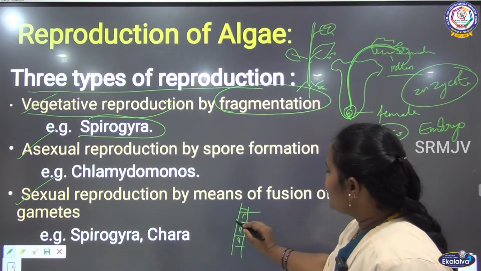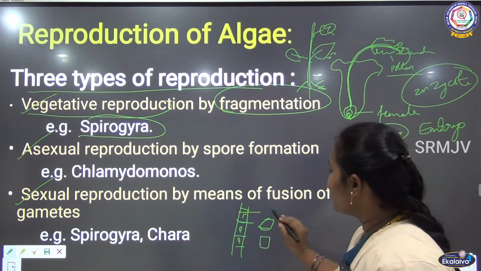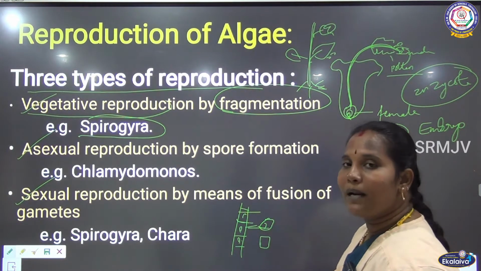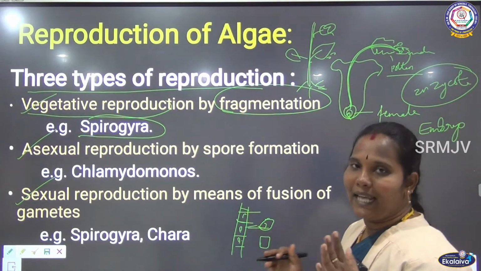Each and every part of the body is divided into small fragments. These small fragments can each make a whole organism.